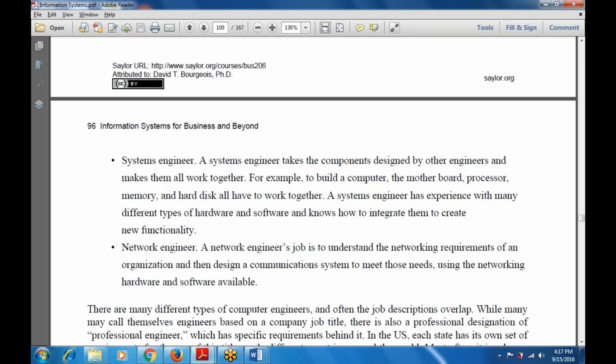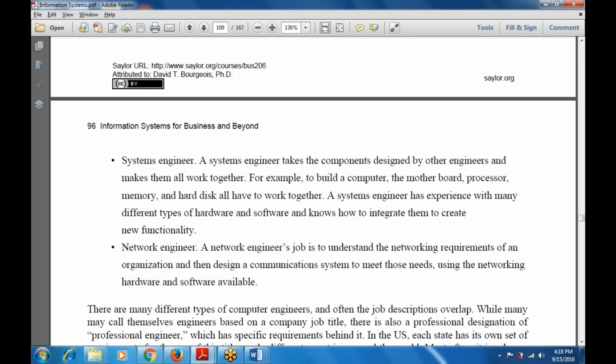The next one is a network engineer. The network engineer's main job is to understand the networking requirements of the organization, and then design a communication system to meet those needs using the networking hardware and software available. So the main job is to understand the networking components of an organization, and how to design a communication system, that means how different computers can communicate with each other within a network to meet the needs using the networking hardware and software available.